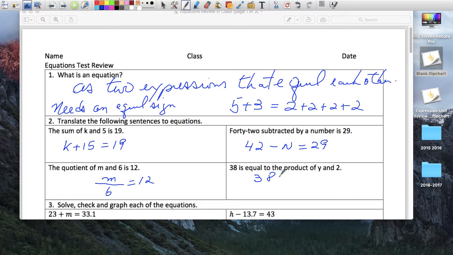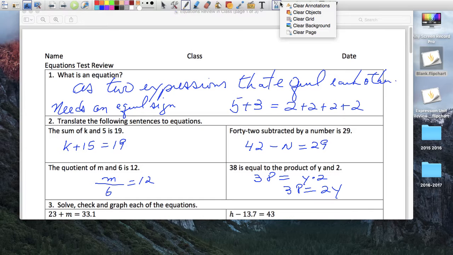38 is equal to the product of y times 2, or I actually prefer it if you wrote it 38 equals 2y. Okay, it's the same thing. The coefficient should always come first. By convention, by some agreed norm, they say that coefficient comes first, variables come second. If you wrote y times 2, it's not incorrect, but we just prefer to see it as 2y.